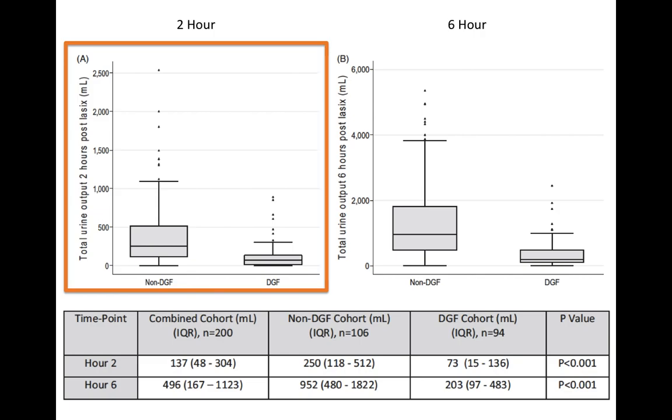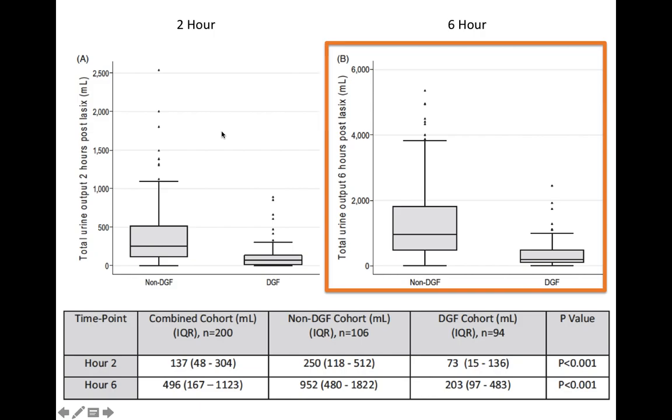And what you see here is very similar to what you'll see in all the FST data. There's a difference. People who do not have DGF have better urine outputs as opposed to those who do not. And this is for 2 hours over here. And if you look at 6 hours of urine output, you get better discrimination, which I think makes sense since these patients were assessed in the operating room.